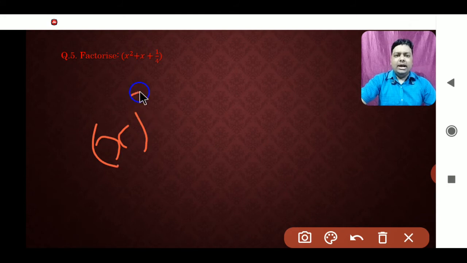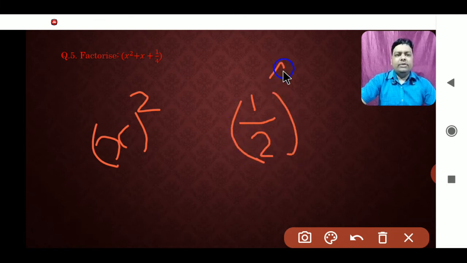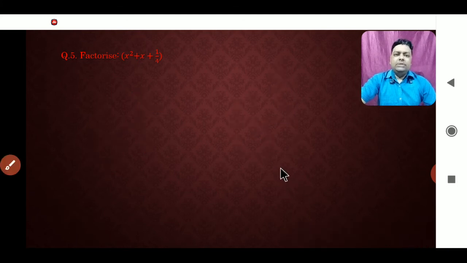And the last term is 1 by 4. At first see the numerator 1. 1 is the square of 1. Now 4 is the square of 2. So we can write 1 by 4 as 1 by 2 to the whole square. It means first and the last term both are perfect squares. It means again we can apply the formula.